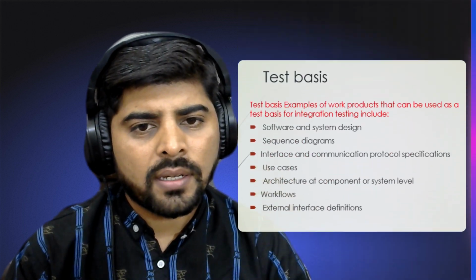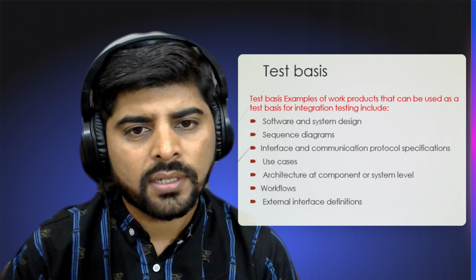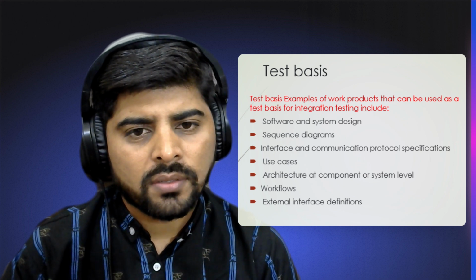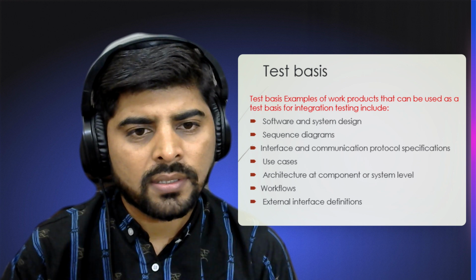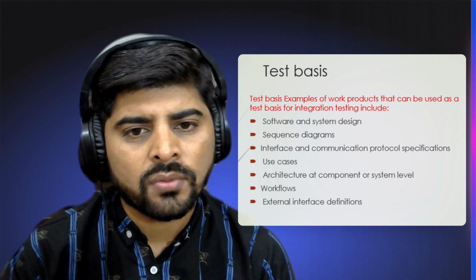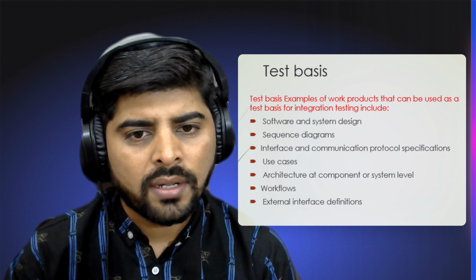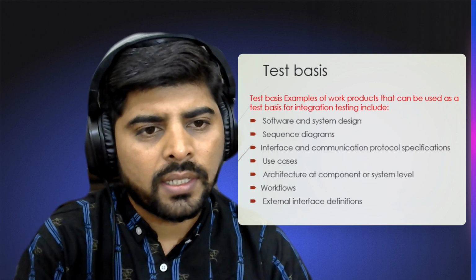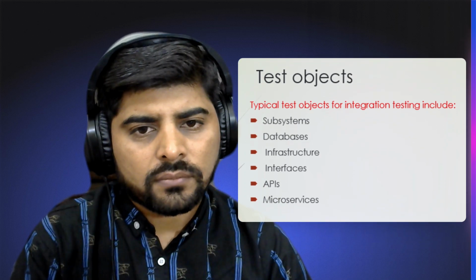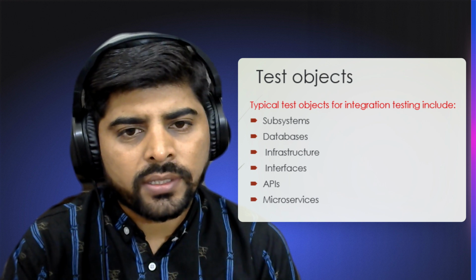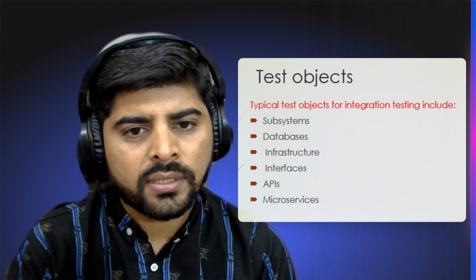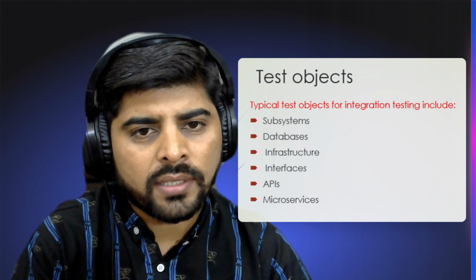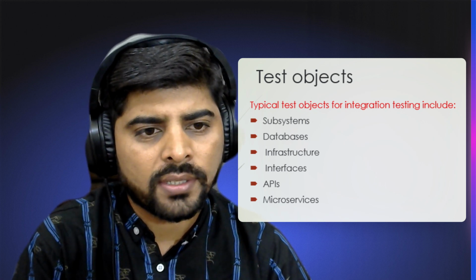So test basis for these integration tests are software or system design, sequence diagrams. So we can have interfaces and communication protocols specified. There can be use cases, architectural components, workflow, external interfaces definition. These documents can be there. So test objects, typically test objects for integration tests include subsystems, databases, infrastructure, interfaces, application programming interfaces, and microservices. These are test objects for integration tests.